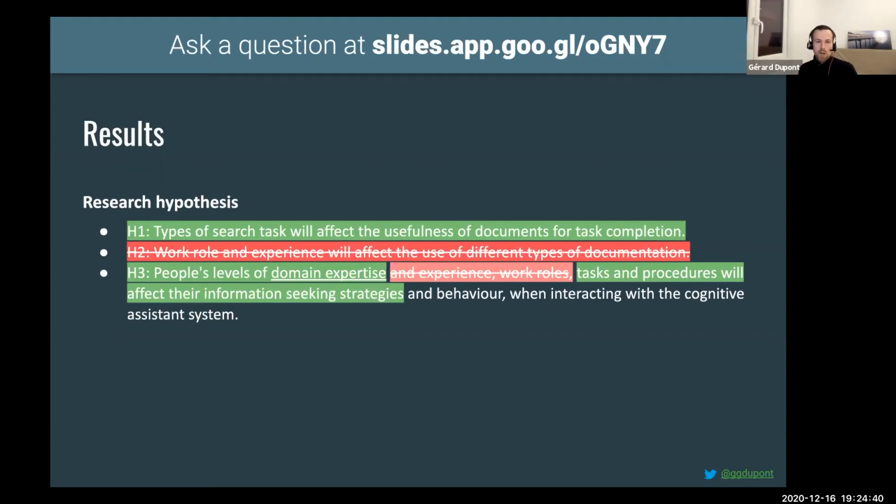And then on the last hypothesis, part of it was quite validated with regard to the information seeking strategy and the impact of the system and the task difficulty, but not that much on the experience and the role. Not that the experience was not tested, it's just that it was not significantly impacting the performance of the subject for each of the tasks.